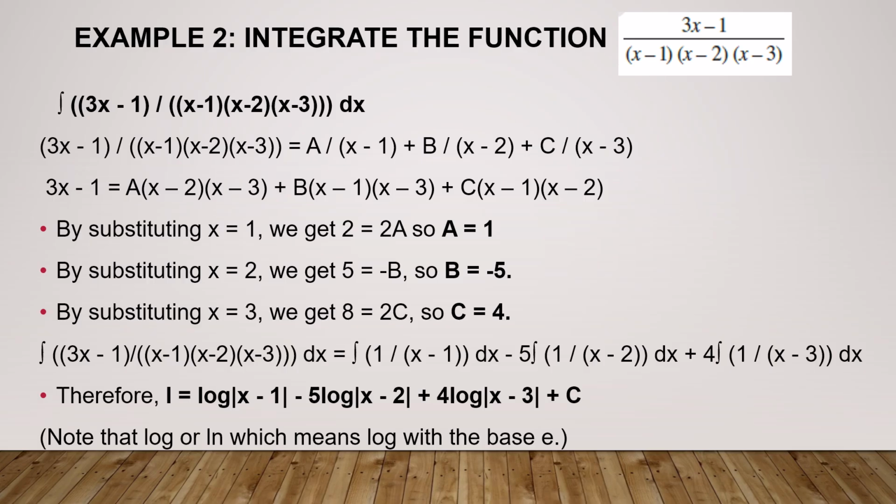So you simply write 3x minus 1 upon (x minus 1)(x minus 2)(x minus 3) as a upon x minus 1 plus b upon x minus 2 plus c upon x minus 3. So now your 3x minus 1 is, taking the LCM on the right hand side, a into (x minus 2)(x minus 3) plus b into (x minus 1)(x minus 3) plus c into (x minus 1)(x minus 2).